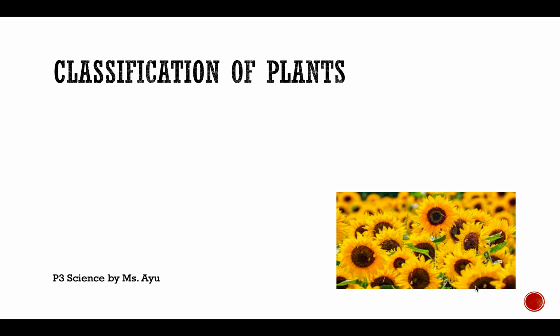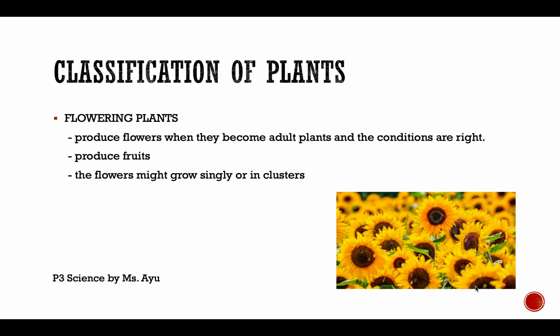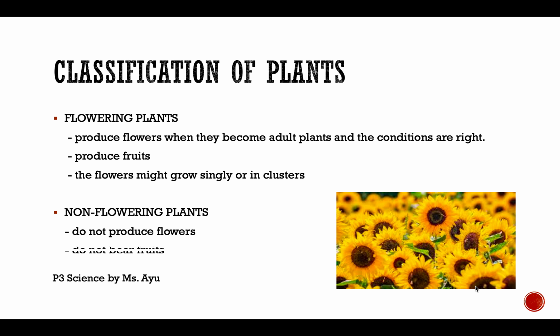The classification of plants. We have flowering plants, and these are the characteristics of flowering plants. They produce flowers when they become adult plants and the conditions are right. They produce fruits, and the flowers might grow singly or in clusters. While the non-flowering plants do not produce flowers and they also do not bear fruits.